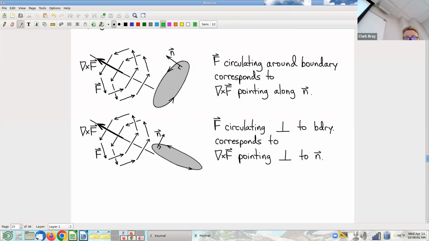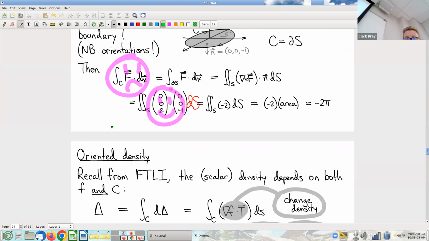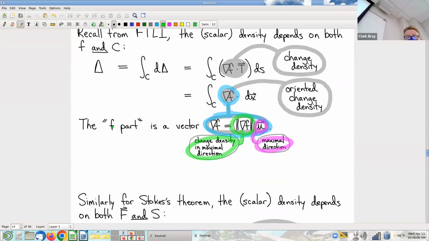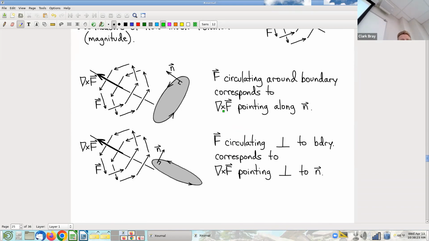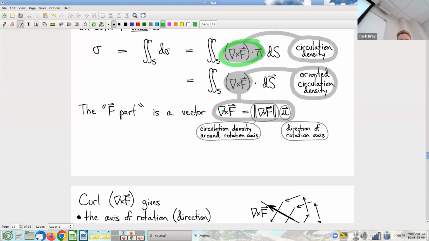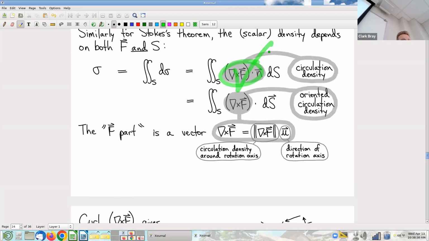So I think this formula here, yeah, here it is. This formula, curl dot n, really makes a lot of sense. Now, this isn't proving anything. I'm just intending this as intuitive satisfaction. But I think there's a lot of intuitive satisfaction to be had that this actually makes sense. This formula tracks with this interpretation of curl.